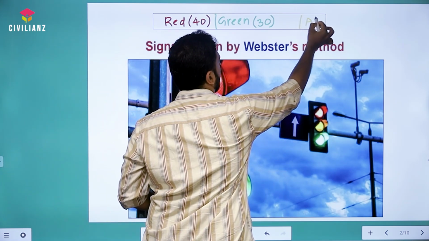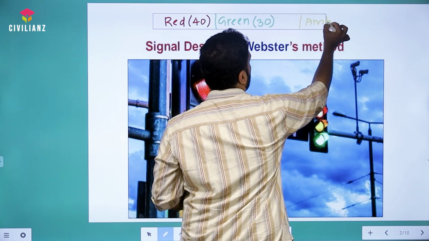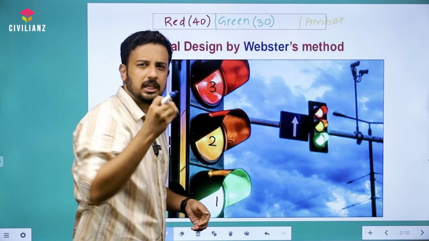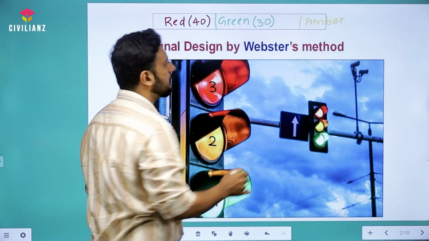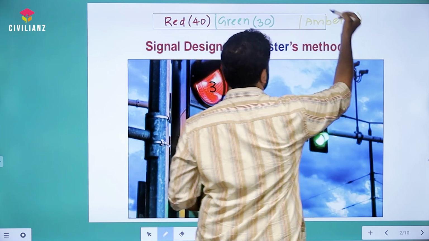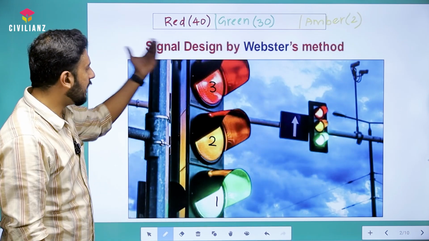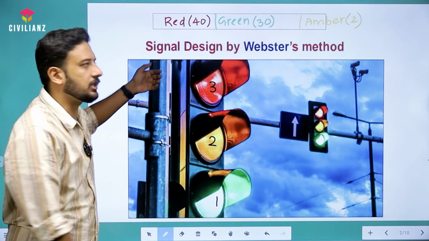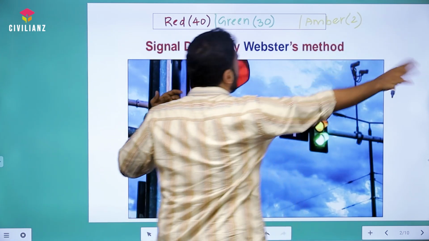Amber signal, I'm just putting A. For your information, it is A-M-B-E-R. We will not call it yellow, as I told you before. It is amber, okay? So let's say amber is 2 seconds. Now, after amber, again we'll be having the red signal. We can just draw it here also, but not required.